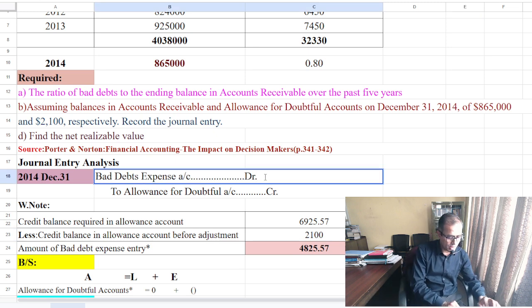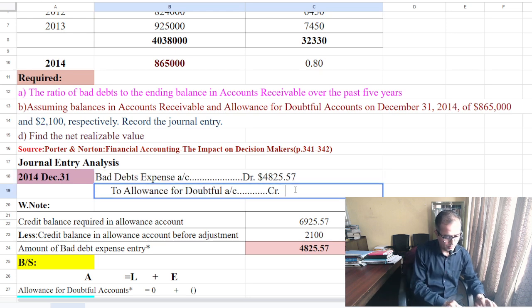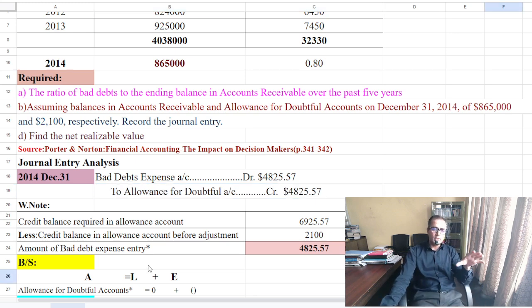Now your journal entry would be here. You can write the dollar amount 4825.57 in debit, and in credit also you can write the same, 4825.57. Now this is your working note.